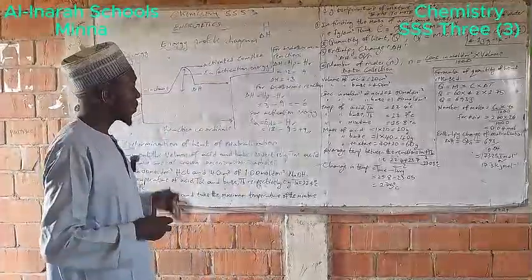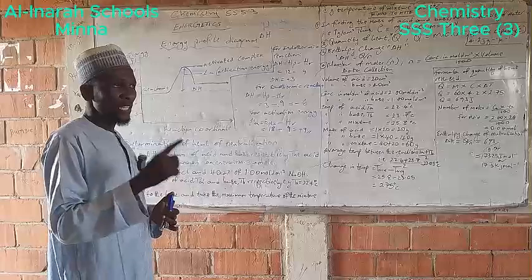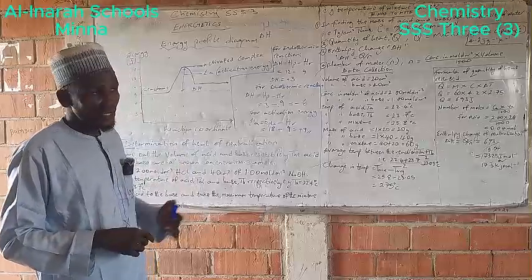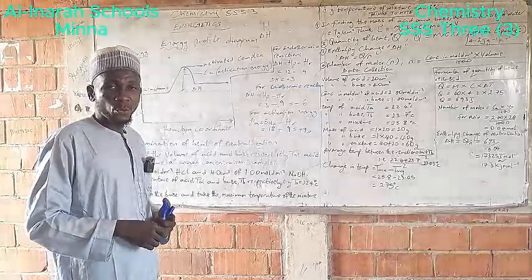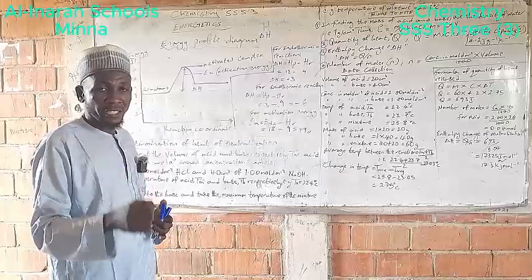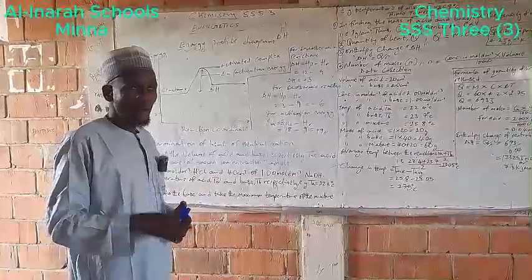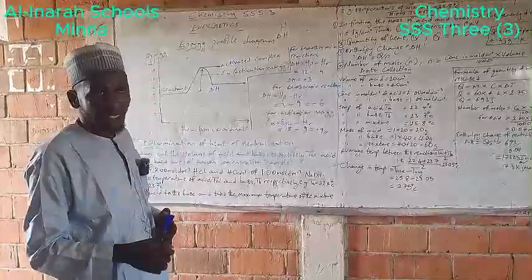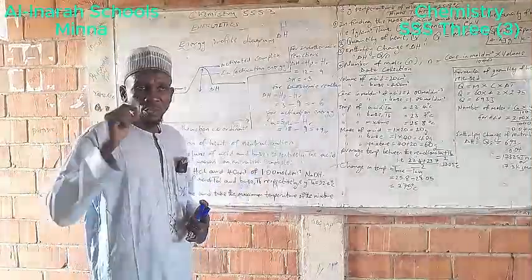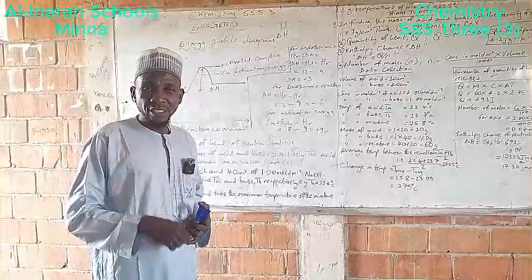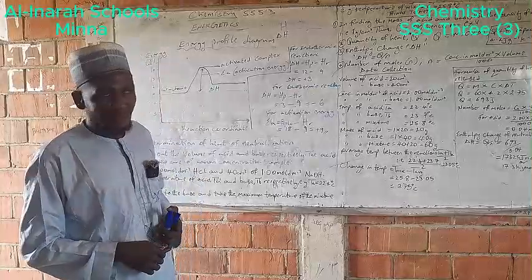So the next thing, under enthalpy change, we said we have two types of reaction: endothermic reaction and exothermic reaction. Endothermic reaction is a type of reaction that has to do with the absorption of energy or heat from the environment, eventually leading to coldness of the environment. Then we said exothermic reaction is a type of reaction that leads to the release of energy into the environment, and eventually the environment becomes hot, or the temperature is rising.